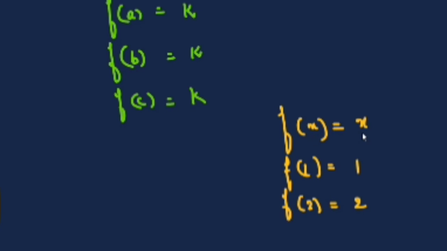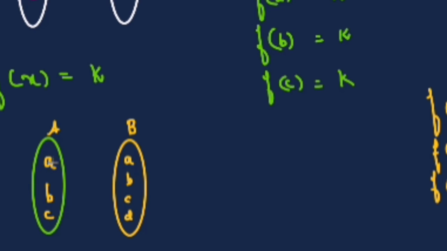F of x is equal to x itself. A will go to A itself. B will be mapped to B. C will map to C. So this is an identity function. So identity, the definition is f of x is equal to x itself.